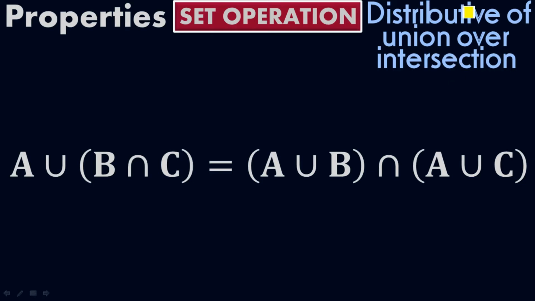Why do we call it the distributive property of union over intersection? Because the union distributes over the intersection. That's why we call it that. We have the distribution of union over the intersection.